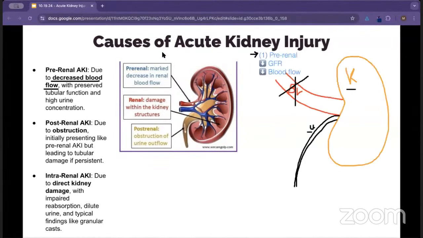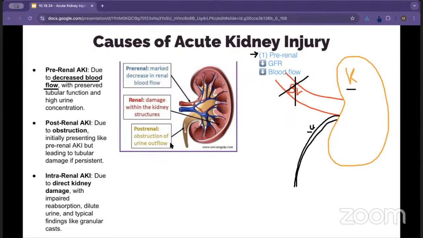So basically, the prerenal azotemia is caused by reduced blood flow to the kidneys, which leads to decreased filtration at the glomerulus. And it's the most common form of AKI. It's often due to issues like dehydration, heart failure, or blood loss, basically where there isn't enough blood volume reaching the kidneys. So I can explain the mechanism a little bit more now that we have this small rudimentary drawing I drew here.